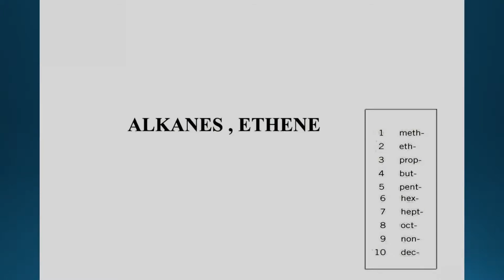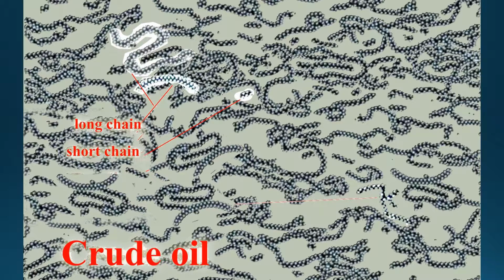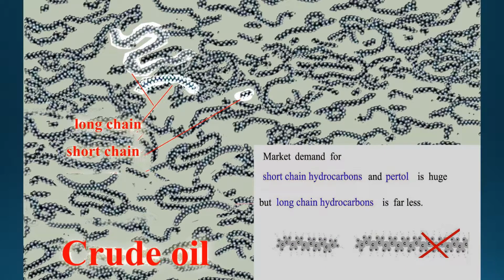Alkane, alkene. In a crude oil deposit, there is a mixture of long chain and short chain hydrocarbons, with many branched or aromatic ones. Market demand is for short chain hydrocarbons, which are used for car petrol.